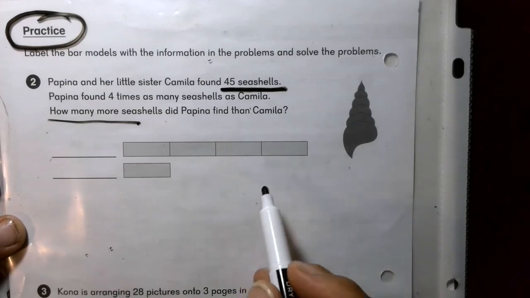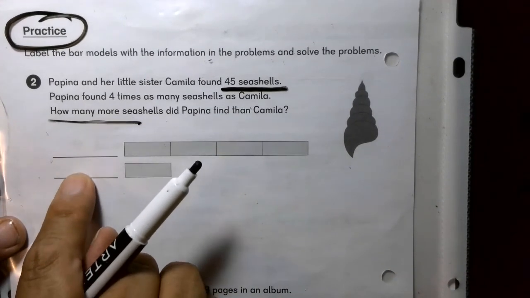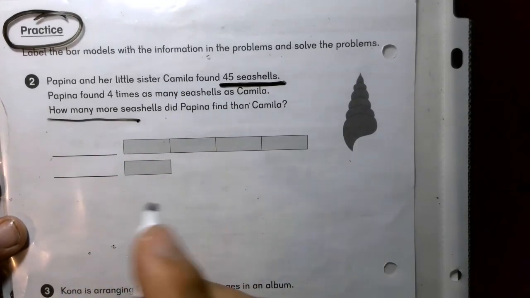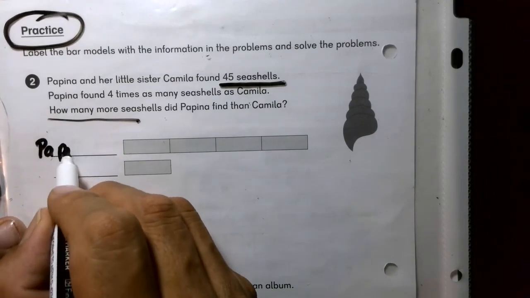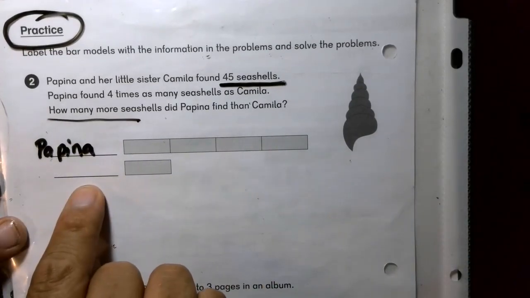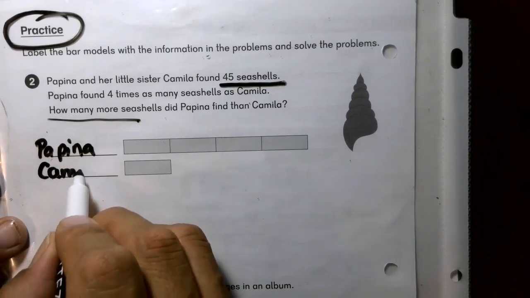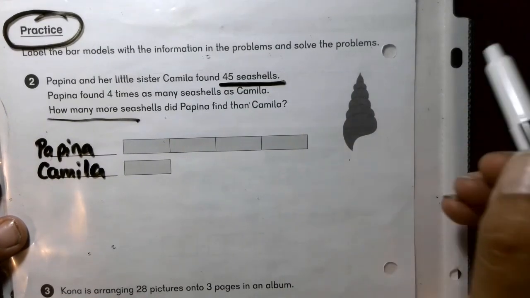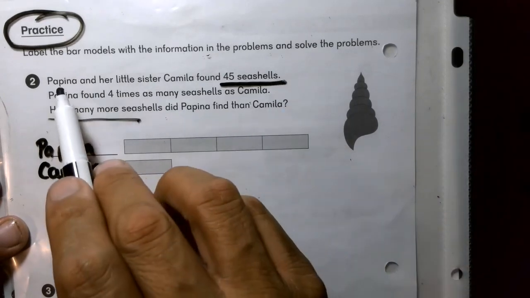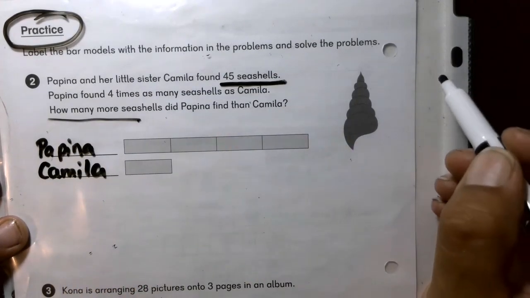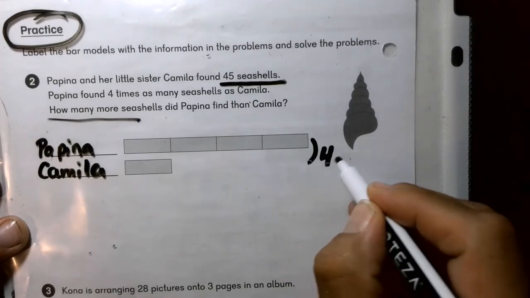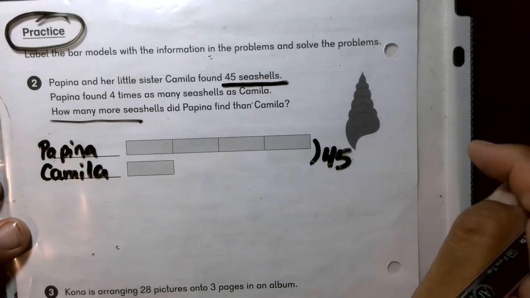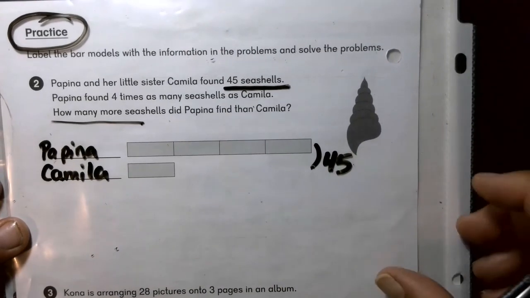So first thing I need to do is label my bar model. And here, these are going to be with words, okay? So 4 times as many, who does that represent? If you said Peppina, you are correct. And the second one represents what? Camilla. Now, let's take a look at 45. 45 represents what? Both Peppina and her little sister, Camilla. And that's 45. Okay, both of these together, correct? All right, if you said yes, good job.